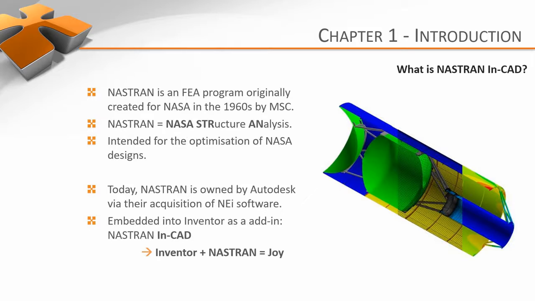So before we begin, a little history. Nastran was an FEA program originally developed for NASA in the 60s by MSC. Nastran stands for NASA Structural Analysis, and it was intended to be a tool to let them optimize their designs in things like the space shuttle. Since then, it's been developed heavily, and it's changed a few hands. Today, it's owned by Autodesk, who have embedded it into their Inventor software as an add-in. Anyone that's interested in FEA knows of Nastran's really good reputation, so the fact that all this glorious power is now embedded into Inventor, it's like being wrapped in joy.